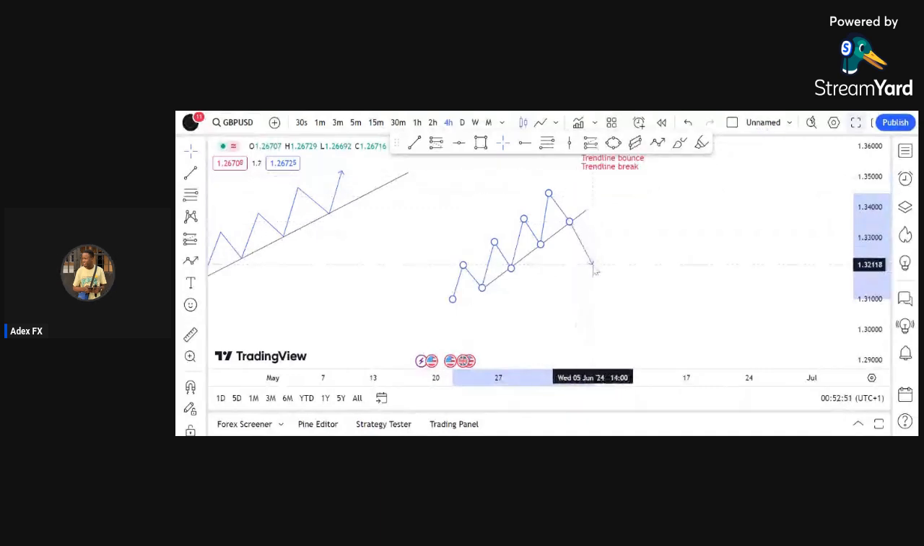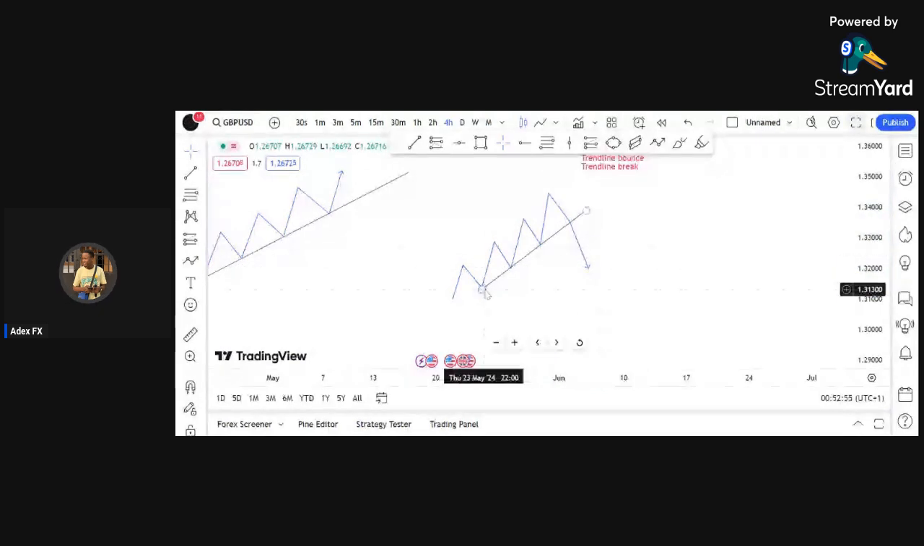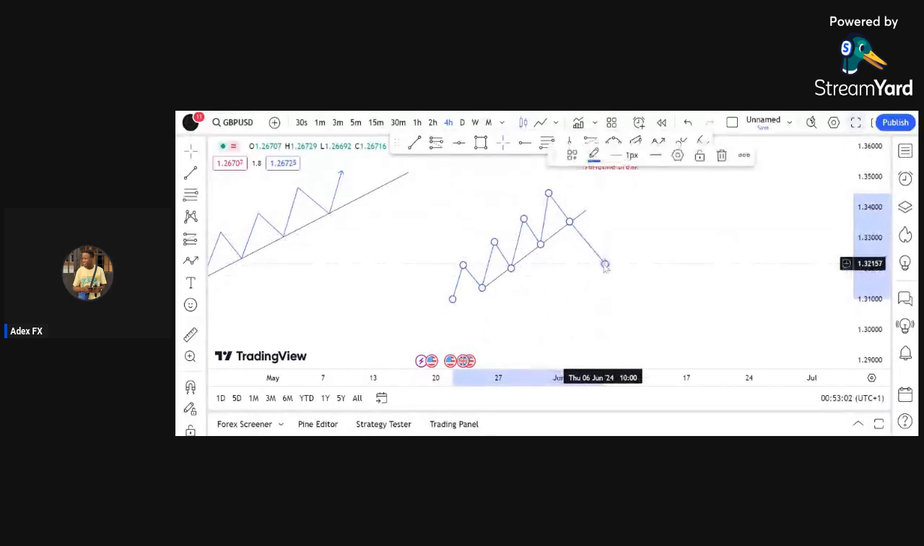Whenever price comes to this point here, this is when we have a break. You can see we have a bounce here, a bounce here, and a bounce here. So we have a break here. So how do we trade this break now?